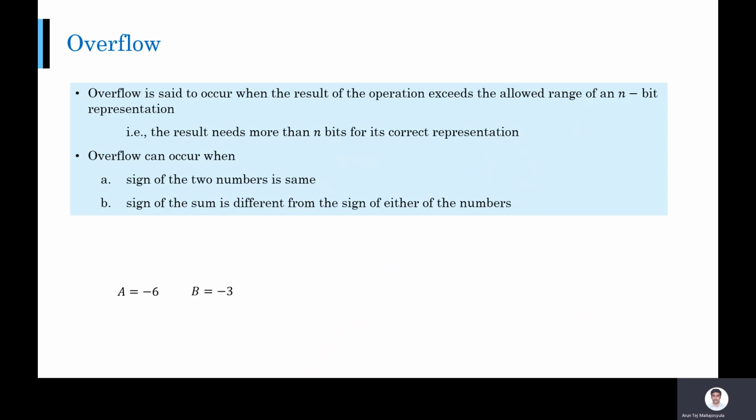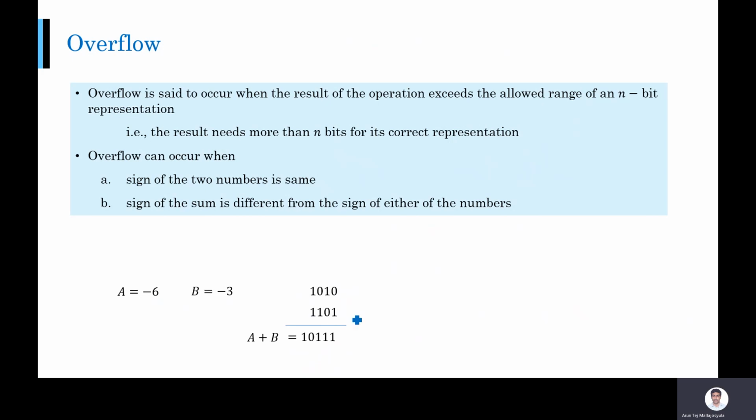Let's take one more example. A is equal to -6 and B is equal to -3. So negative number A is -6, so its value is 1010. B is -3, so it is 1101. These are very easy operations. I am not wasting any more time on this. You can check whether these are right or wrong. So what do you get for A plus B? 1, 1, 1, 0, and 1.